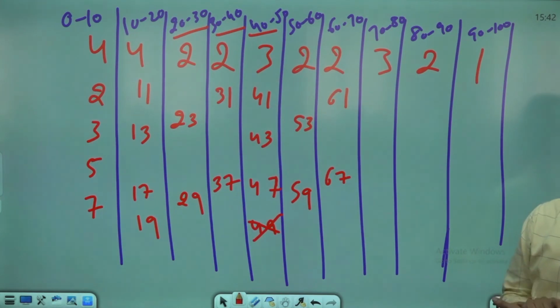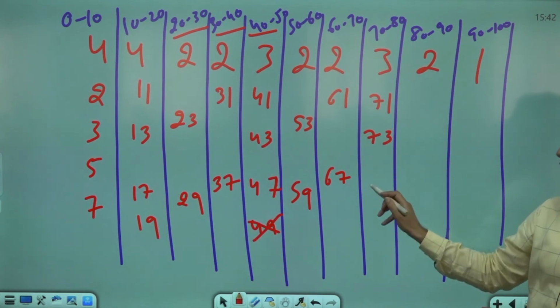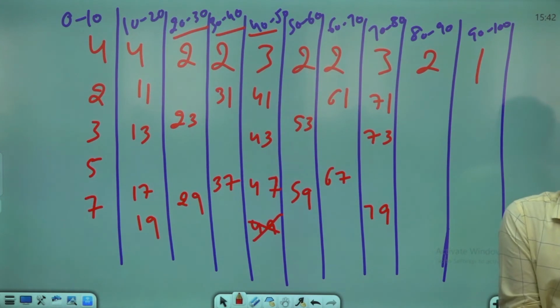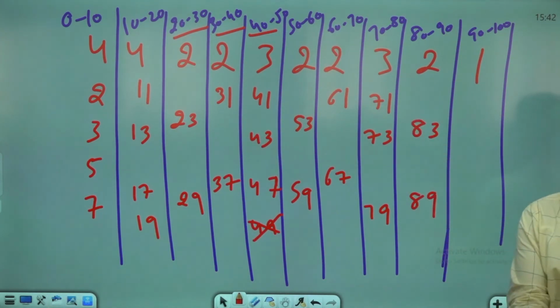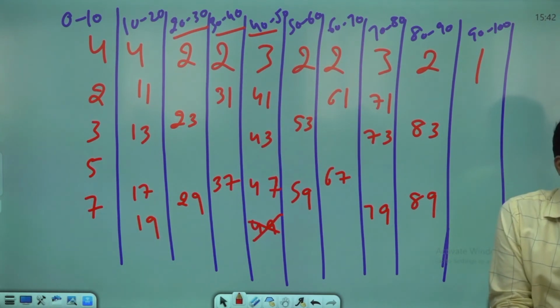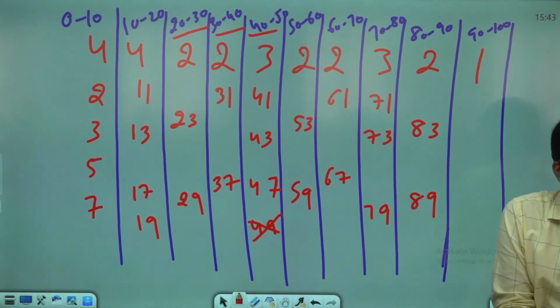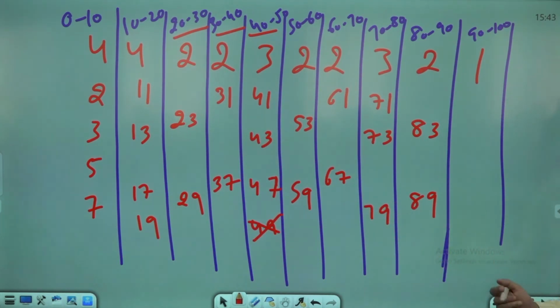Between 70 and 80, tell me. 71, 73, 79. 77 is divisible by 7 and 11. 77 is not a prime number. 83, 89. 87 3 से डिवाइड होता है. 87 is divisible by 3. Any other number? If you want to confirm, I will tell you. Between 90 and 100, 97 is the only prime number.